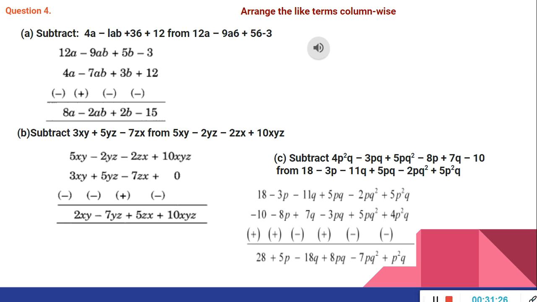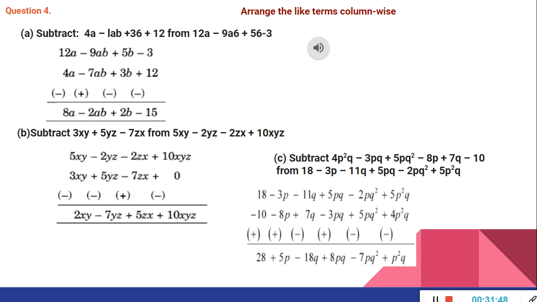Now change the sign. Down it is minus 10, so that will change to plus 10. Minus 8p will change as plus 8p. Plus 7q will change to minus. Minus 3pq will change to plus. Plus 5pq square will change to minus. Plus 4p square q will change to minus.